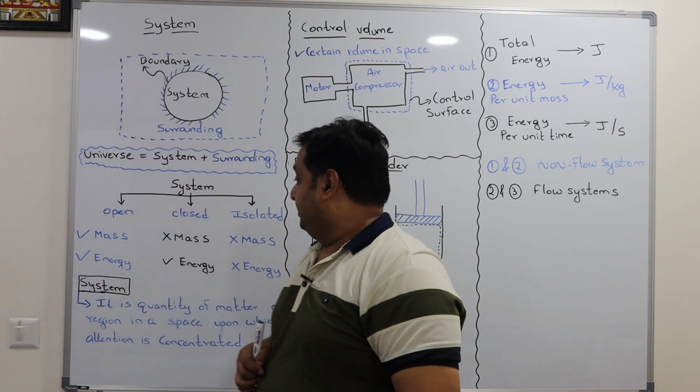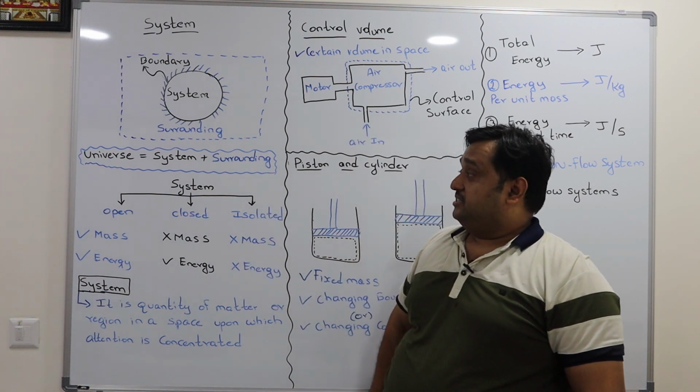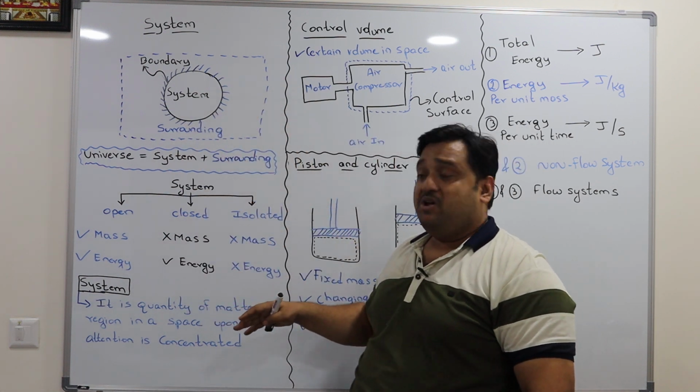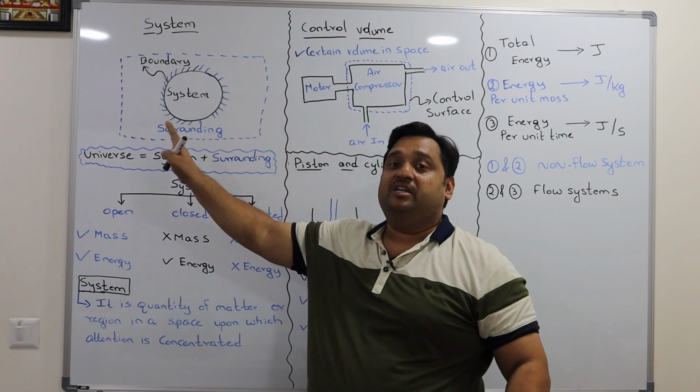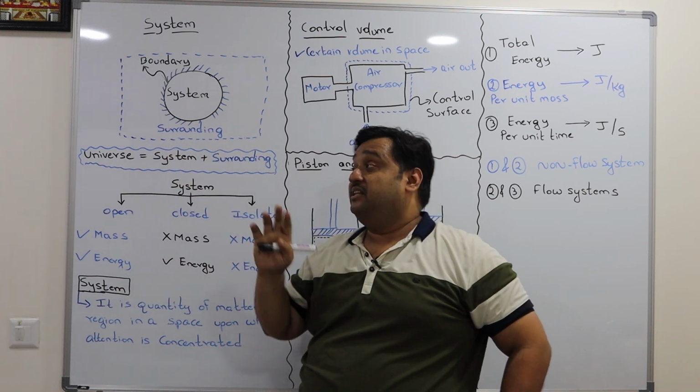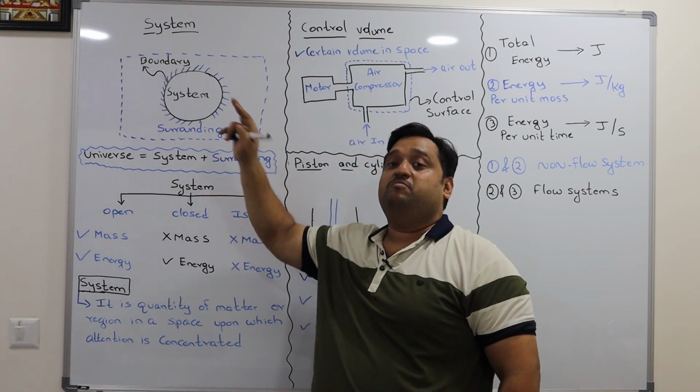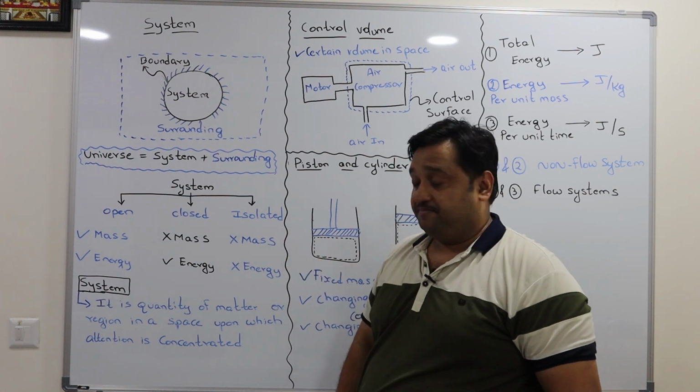The last one is the isolated system. When you talk about an isolated system, no matter and no energy can be exchanged across this boundary. That is called the isolated system.